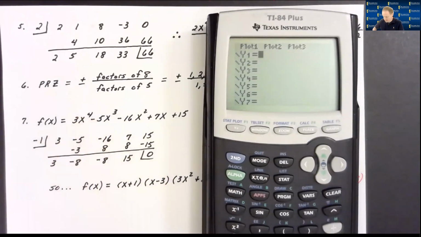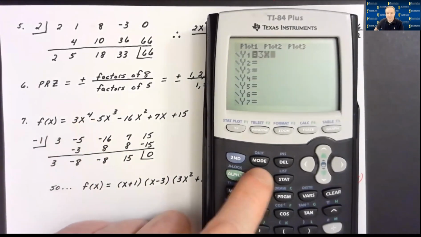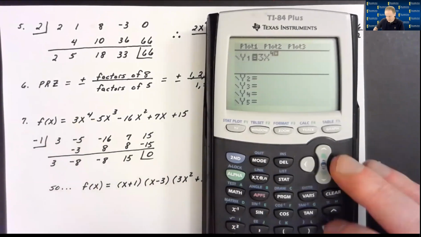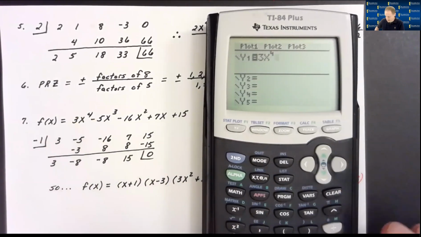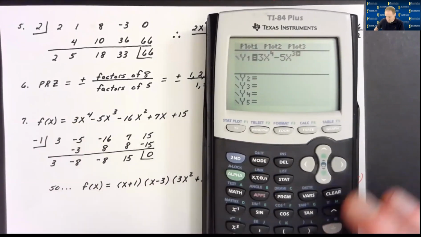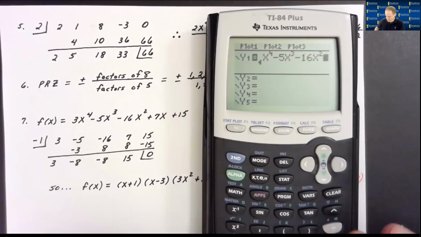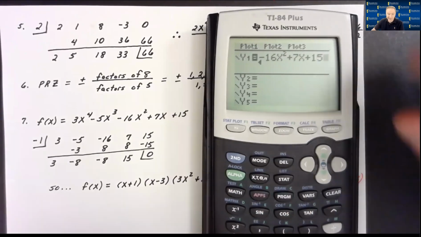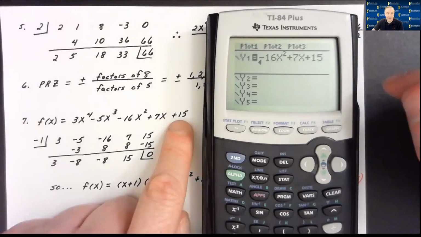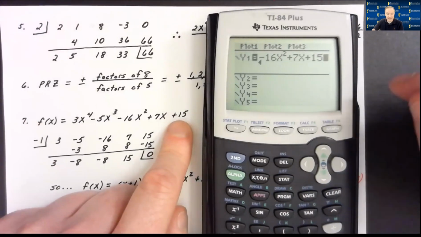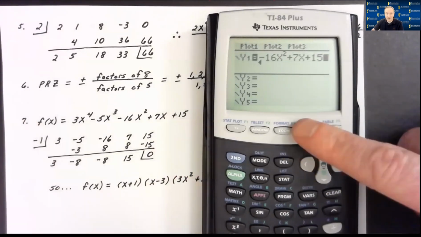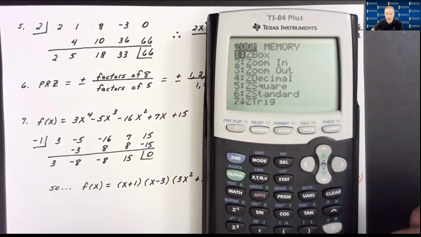Let's show where I got that from. All I did is I typed in my function, 3x raised to the fourth, minus 5x raised to the third, minus 16x to the second, plus 7x plus 15. Now, I was pretty sure that everything would be between -10 and 10 anyway, so I'm just going to go zoom 6.